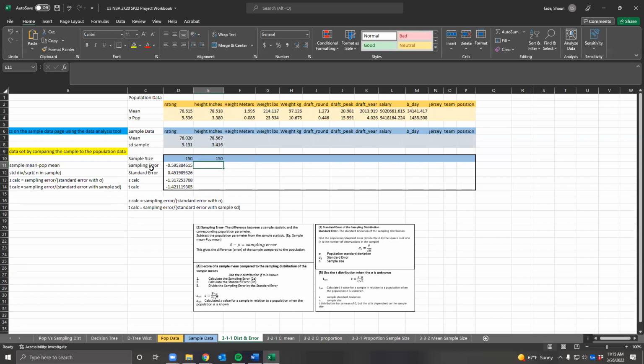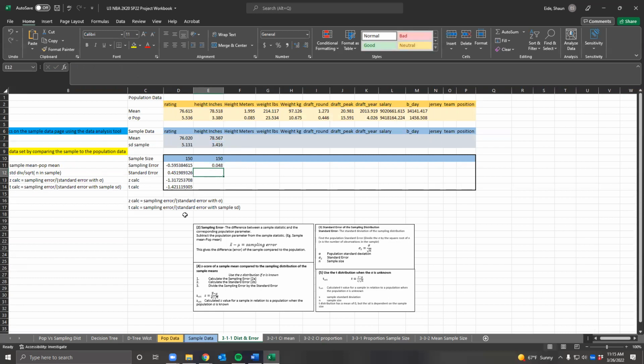Next thing that you're going to do is calculate the sampling error, standard error, Z calc. In other words, what is the Z calculated of the sample compared to the population? And then T calc is what is the calculated T value of the sample mean compared to the population when we only know the sample standard deviation. Okay, so sampling error, we're going to do equals the sample mean minus the population mean.